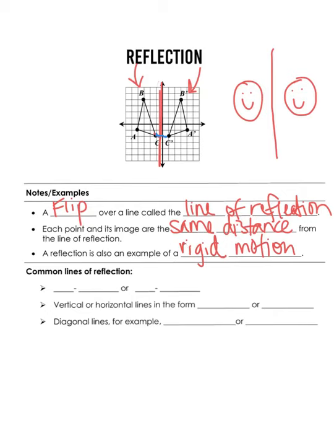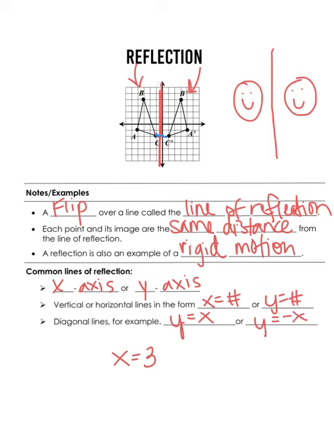So, common lines of reflection. There are different common lines. The x-axis or y-axis are 2 common lines that an image can be reflected across. Or vertical and horizontal lines in the form of x equals a number or y equals a number. So if I were to say reflect across x equals 3, we'll talk about what that means. And then diagonal lines, for example, y equals x or y equals negative x. We're going to be talking about the first 2 examples for this lesson, and we'll get into what that looks like on a coordinate plane on the next slide.